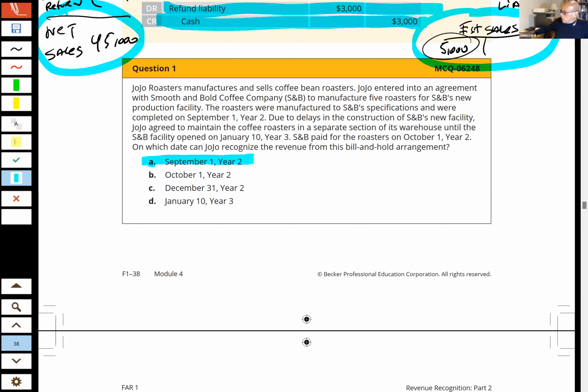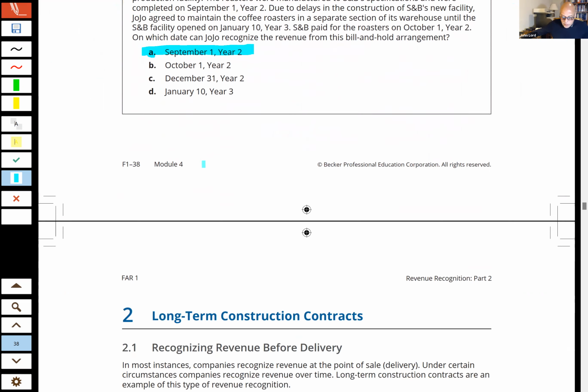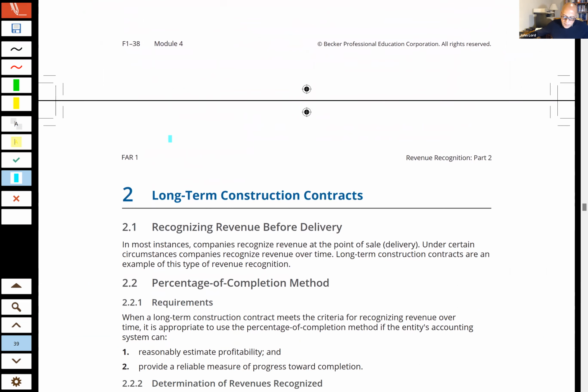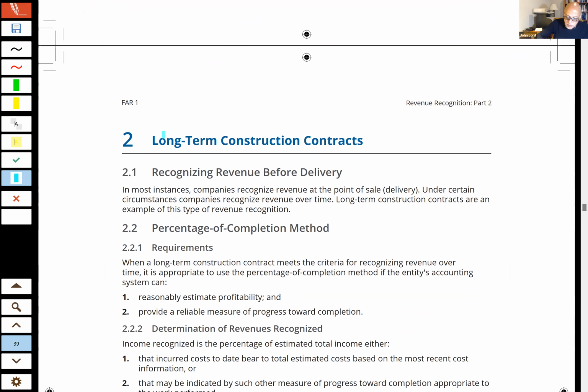Okay, good. Let's go ahead and take a look at long-term construction contracts. This has been something that has been on the CPA exam for a long time, guys. And this was on the exam back when I took it, and I think that they are going to continue to ask it. And it is an example, really, now, although it's been around for a long time, that fits under the formula of revenue over time.